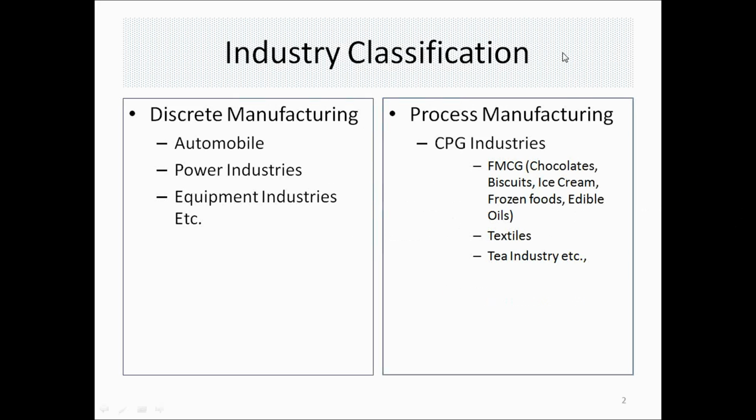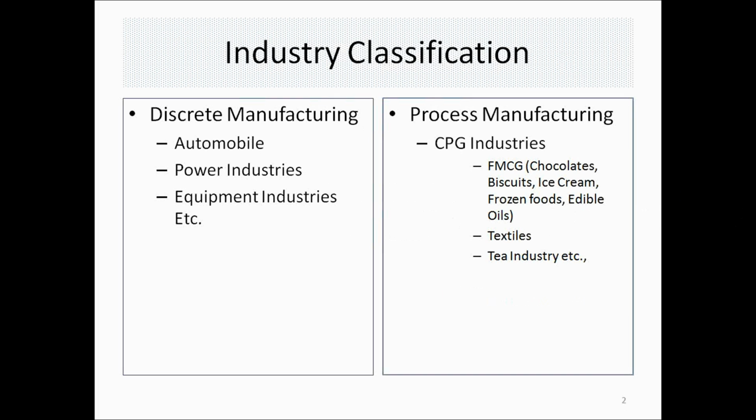Coming to the industry classification, when you talk about manufacturing and all that, in terms of Oracle applications per se, Oracle applications have broadly been classified into two. One is the discrete manufacturing suite and another is the process manufacturing suite, which is also called OPM. Discrete manufacturing cuts across industries like automobile, power industries, equipment industries, manufacturing, roughly batch and mass manufacturing conditions of such kind of industries. I've given a few examples.